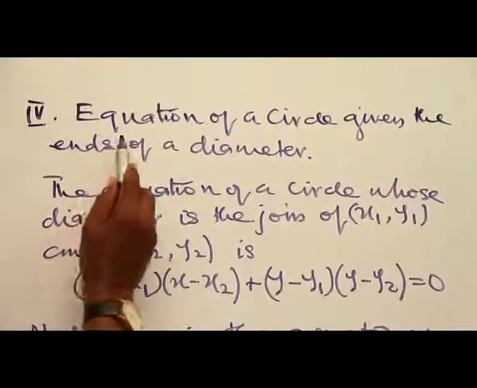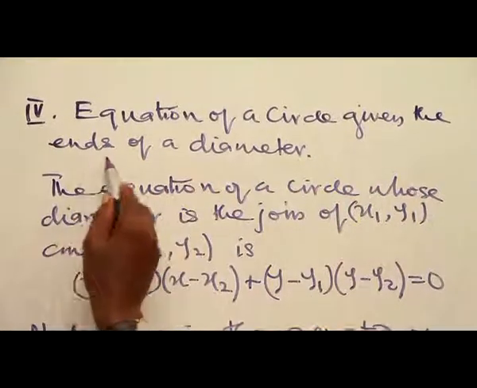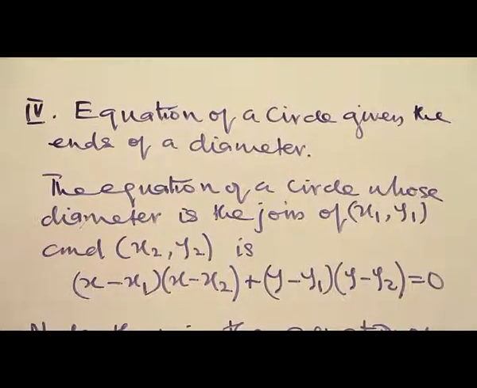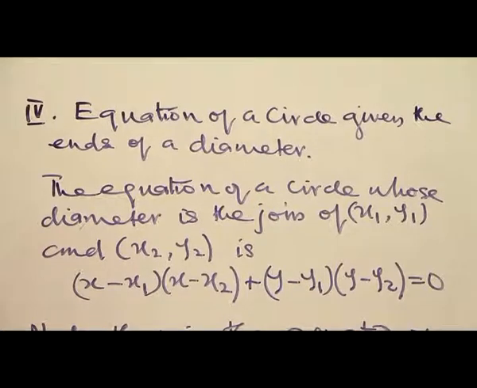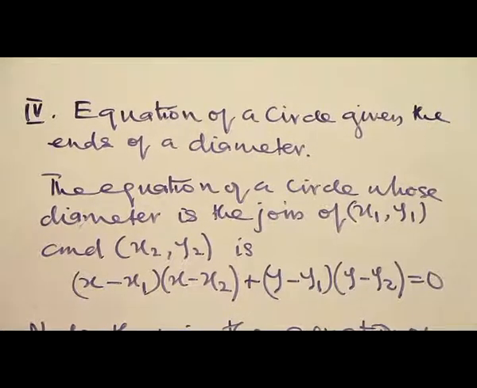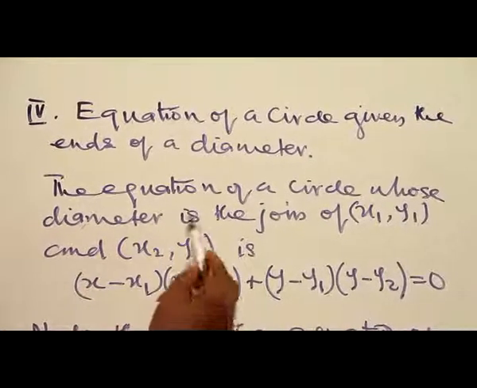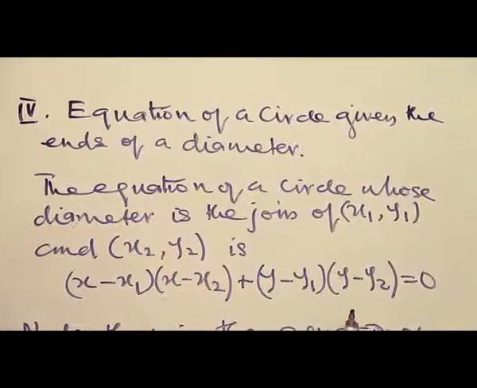In this case, we are looking at the equation of a circle given the ends of a diameter. The situation where you have a circle and the endpoints of the diameter are given to you, and you are required to find the equation of that circle. There are other methods you can use, but let's specifically use this, which looks straightforward.